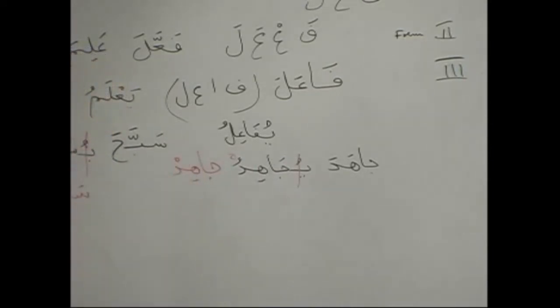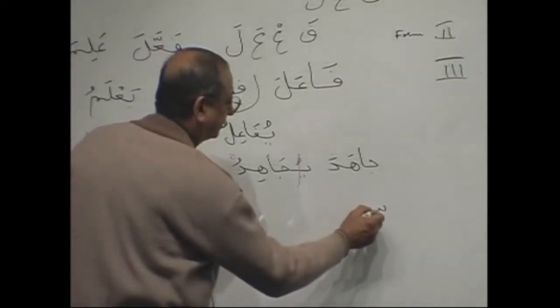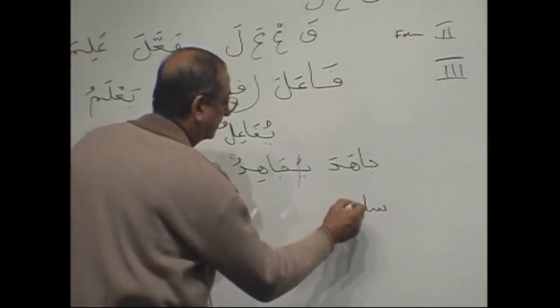Okay? Here's another word, brothers and sisters. Sa'ada. What is the meaning of Sa'ada? He helped. What will be the mudari'? Yusa'idu. Amr? Sa'id. Khalas. Okay.